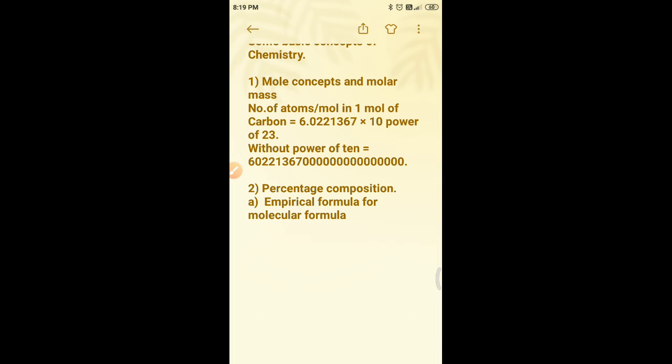Then, to find the molecular formula, we multiply the empirical formula by 2, where 2 is n. The empirical formula is CH2Cl, and n is equal to 2. So CH2Cl times 2 gives C2H4Cl2, which is the molecular formula. This is how we find the molecular formula and empirical formula.